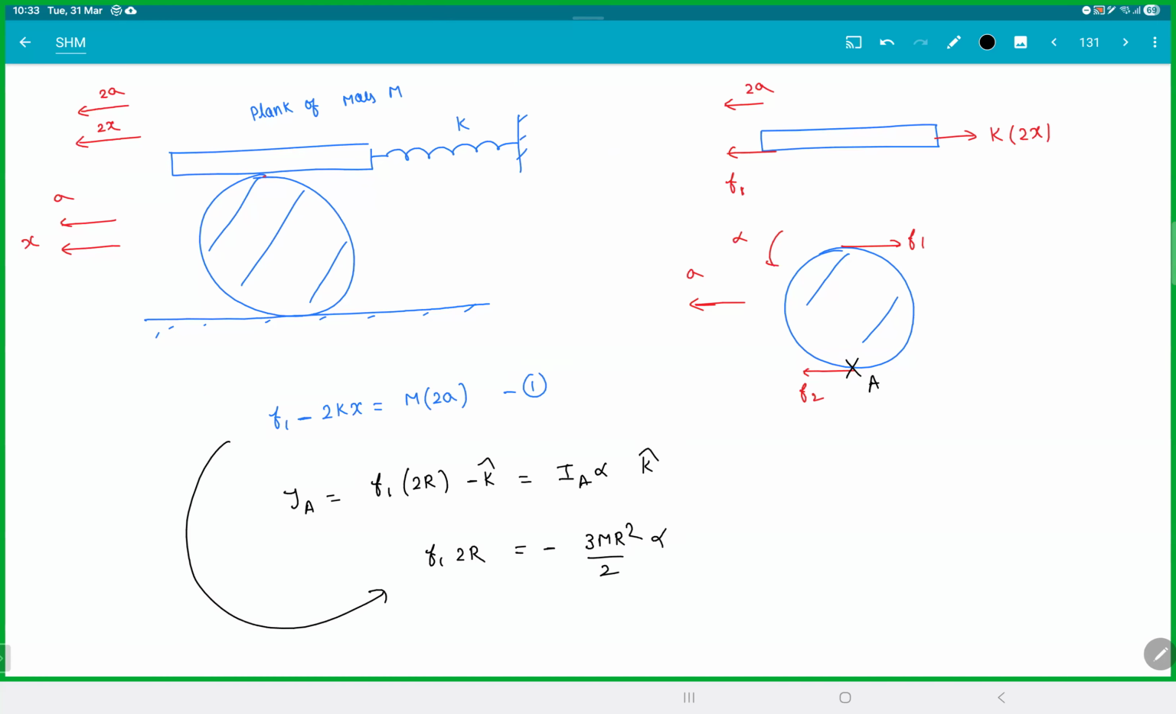Right? Take F1 from here and substitute here. This would be 2kx, 2ma, 2r. a is equal to r alpha. This is 3mar by 2. R goes off, bring all the a's together. That would be 8kx is equal to minus 11ma. So a is equal to minus 8k by 11m x. Time period is 2 pi root over 11m by 8k.